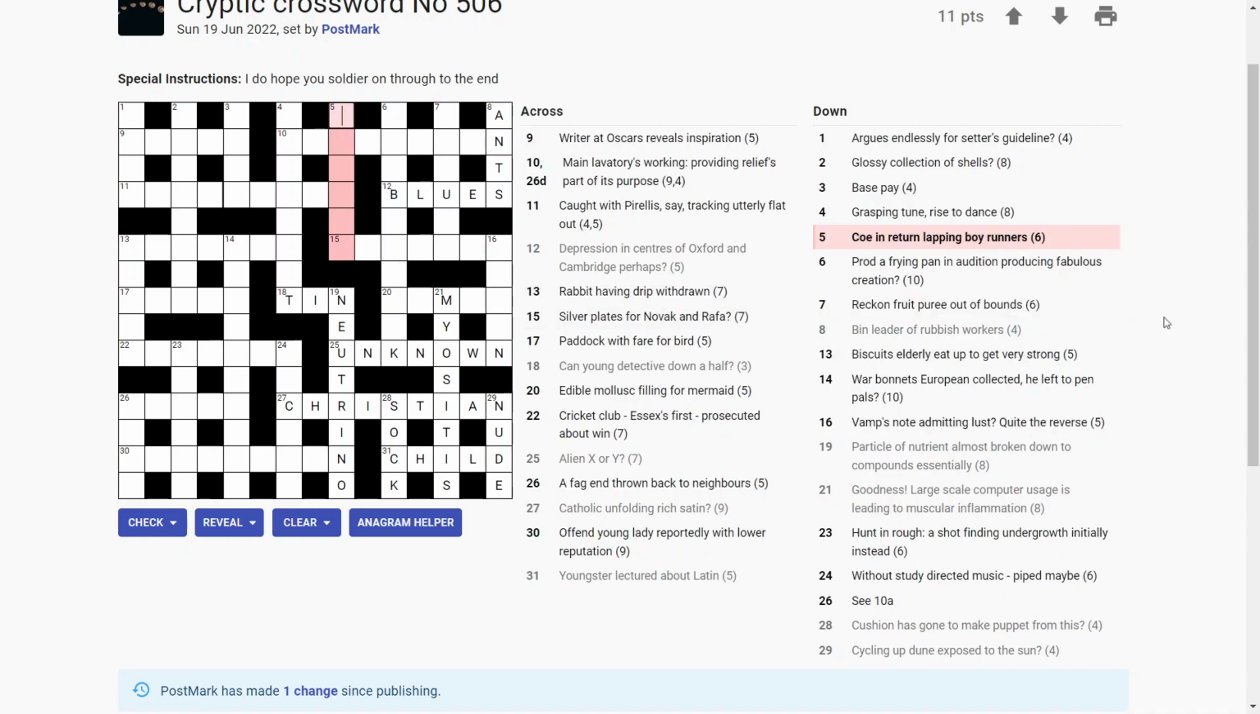Co in return, lapping boy, runners. Sebastian Co. Runners. Don't know. Silver plates for Novak and Rafa. Well, those are both tennis players. Silver. AG. Plates. Servers? Is a server a silver plate? It's plausible, isn't it?